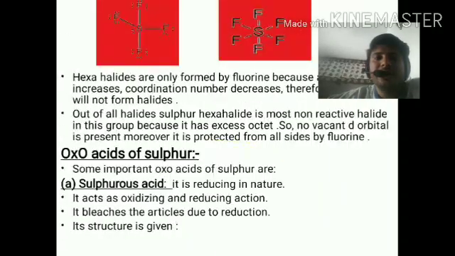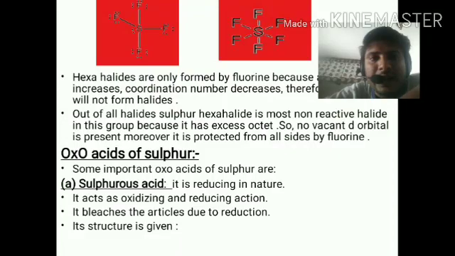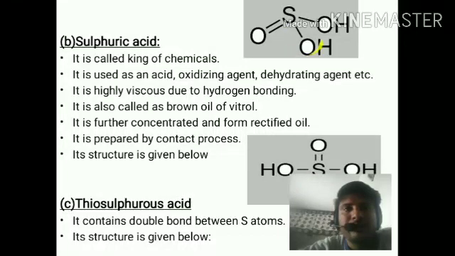Okay, now see, the first is sulfurous acid, H2SO3, and it is reducing in nature because it can donate electrons. It acts as both an oxidizing and a reducing agent. It bleaches articles due to reduction. This is the structure of sulfurous acid, H2SO3.